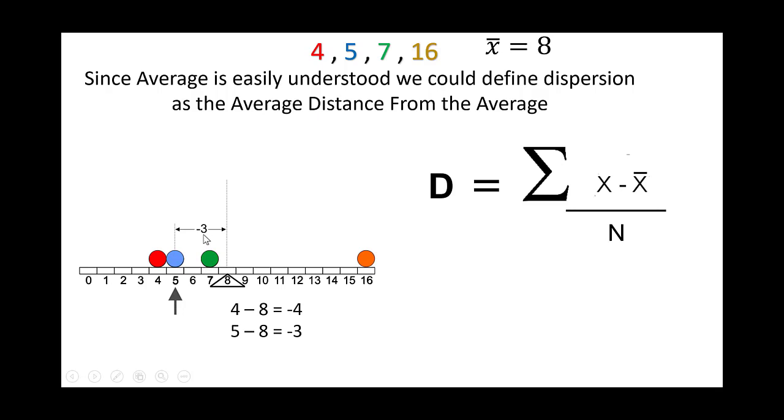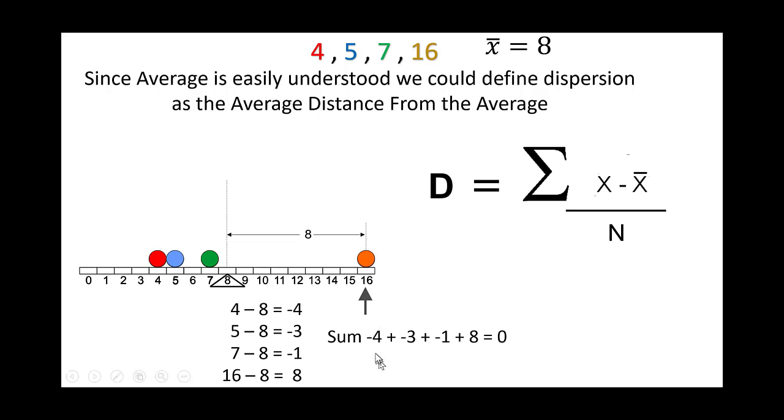5 minus 8 gives me a minus 3. The third piece of data is 7. 7 minus 8 gives me a minus 1. And then my last piece of data over here is 16. 16 minus 8 gives me 8. Pretty simple. Now we'll sum the values up.